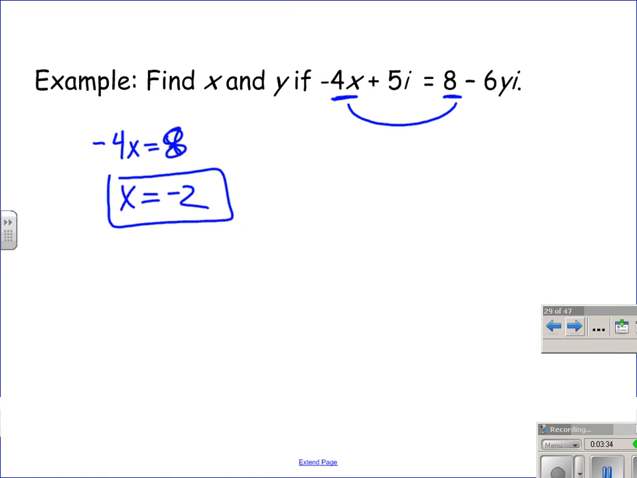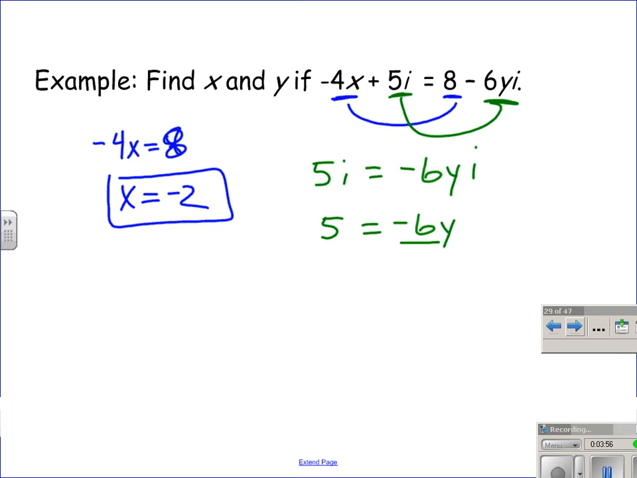So that's x. And then similarly, to find what y is, I would say that 5i is equal to -6y. And in that place, I can just go ahead and get rid of the i's, divide both sides by I, and I end up with this. And divide both sides by the -6. And I find out that y is equal to -5/6. And that's the solution to that problem.